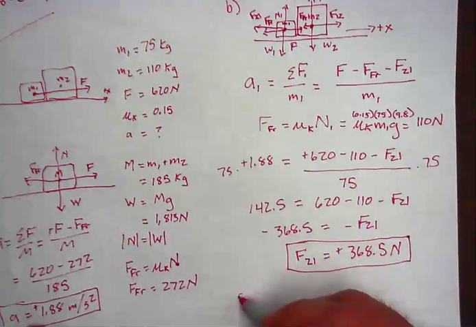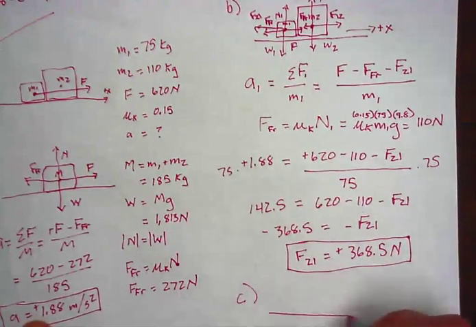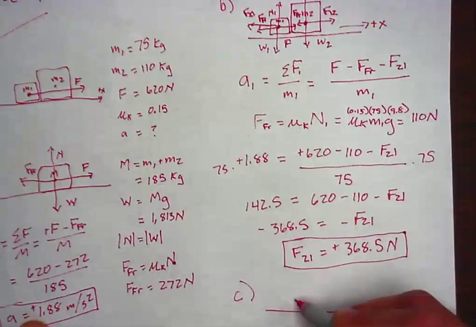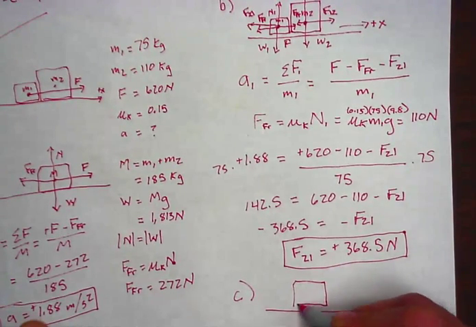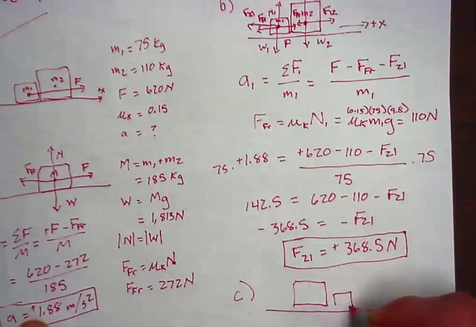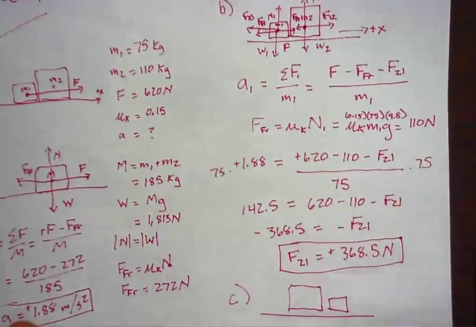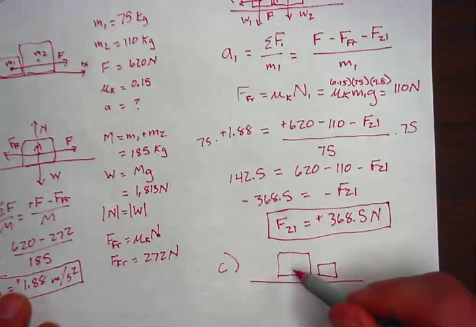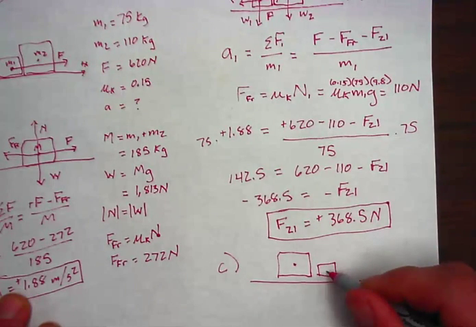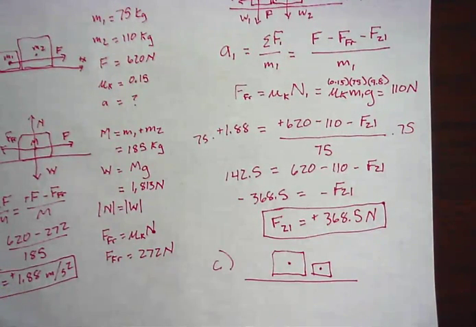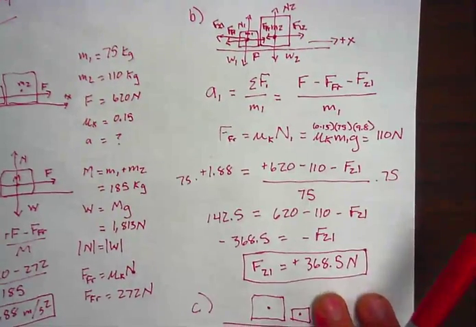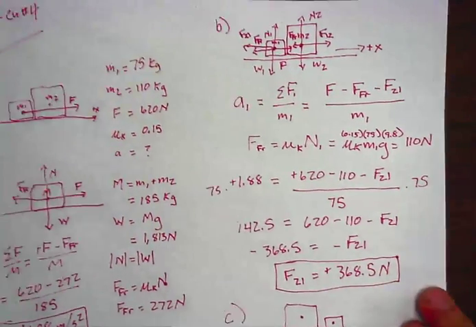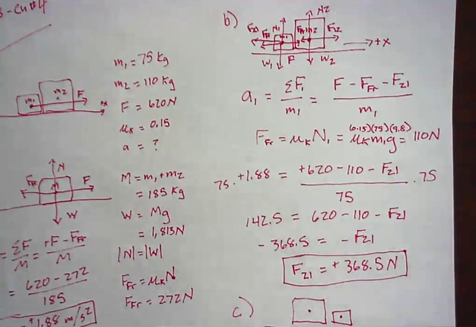In part C, though, it says, what if the boxes were reversed? What if I had the big box first and then the little box and they were touching? That is an interesting problem that I am going to let you work out for yourself, following this example up here. So, nice work, physicists. Work out that final step for part C.